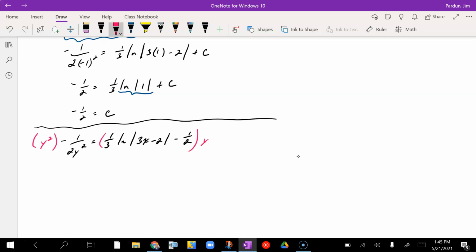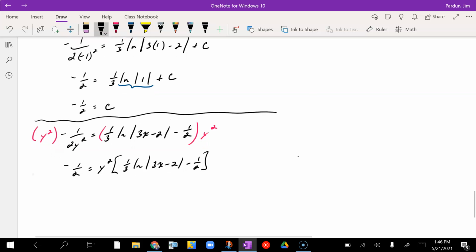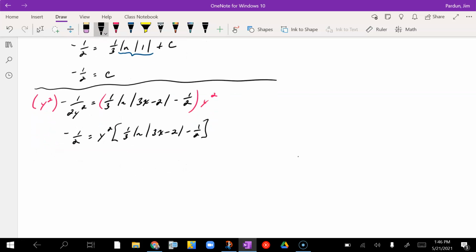So I'm going to multiply both sides by y squared. So this gives me negative 1/2 equals y squared times 1/3 natural log, absolute value 3x minus 2 minus 1/2. And now to solve for y squared, I simply divide. So I get negative 1/2 divided by 1/3 natural log, absolute value of 3x minus 2 minus 1/2 equals y squared. Okay, so here it comes.